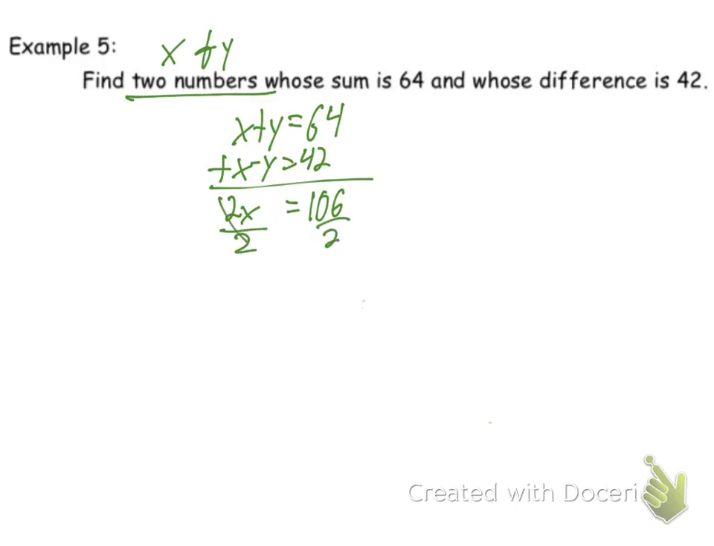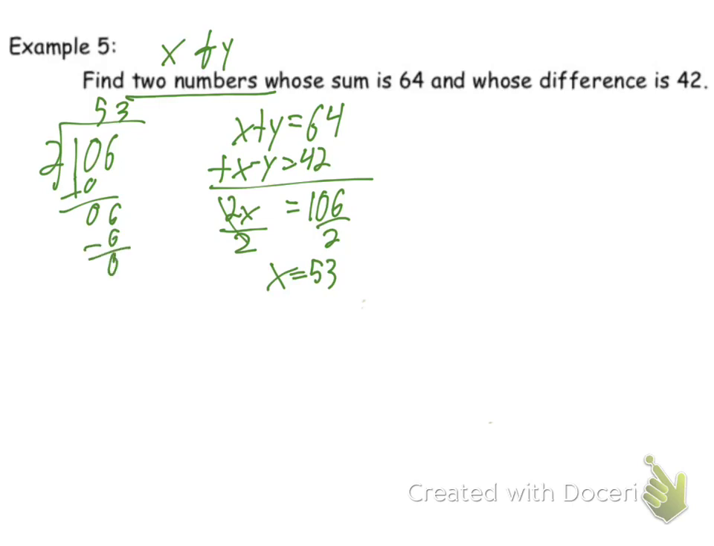What's x end up being? 53. If we need to do it off to the side, we can. 2 goes into 10 5 times, goes into 6 3 times. How do we go back and find y? Plug it into the top because there's no negatives. Plug it into either top or bottom. Cool. You might want to choose bottom because they're small numbers. Either one's a great option.